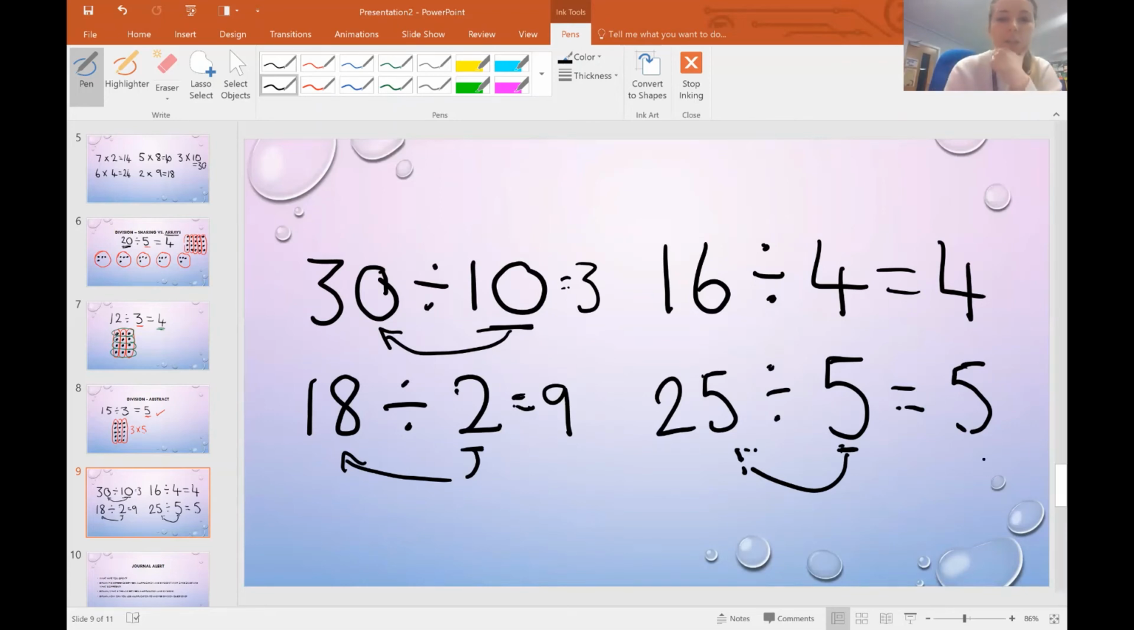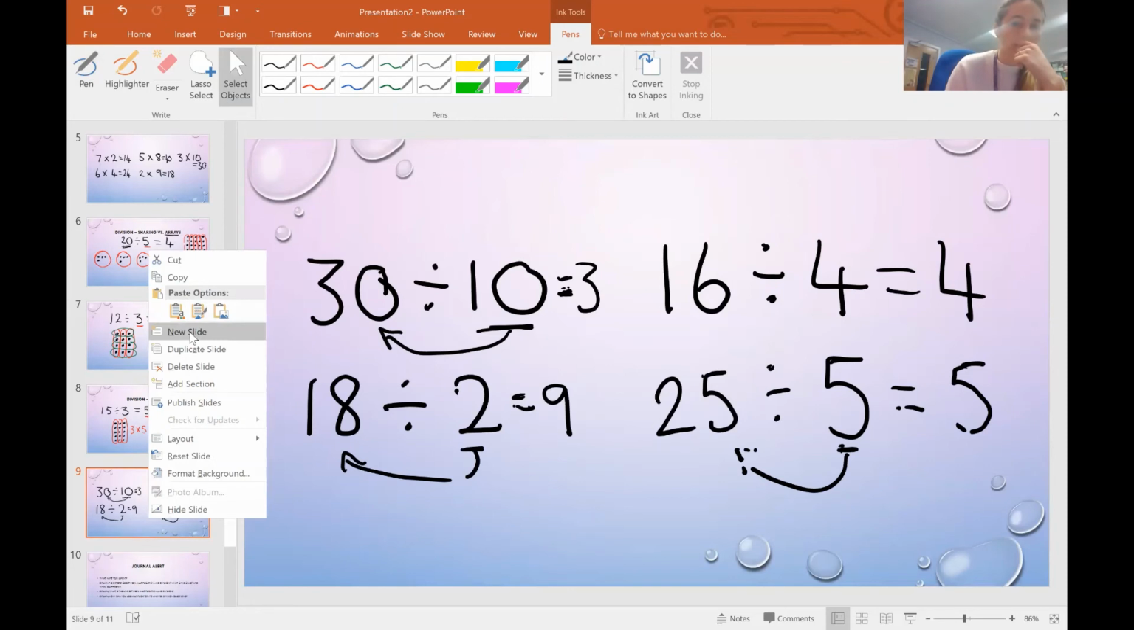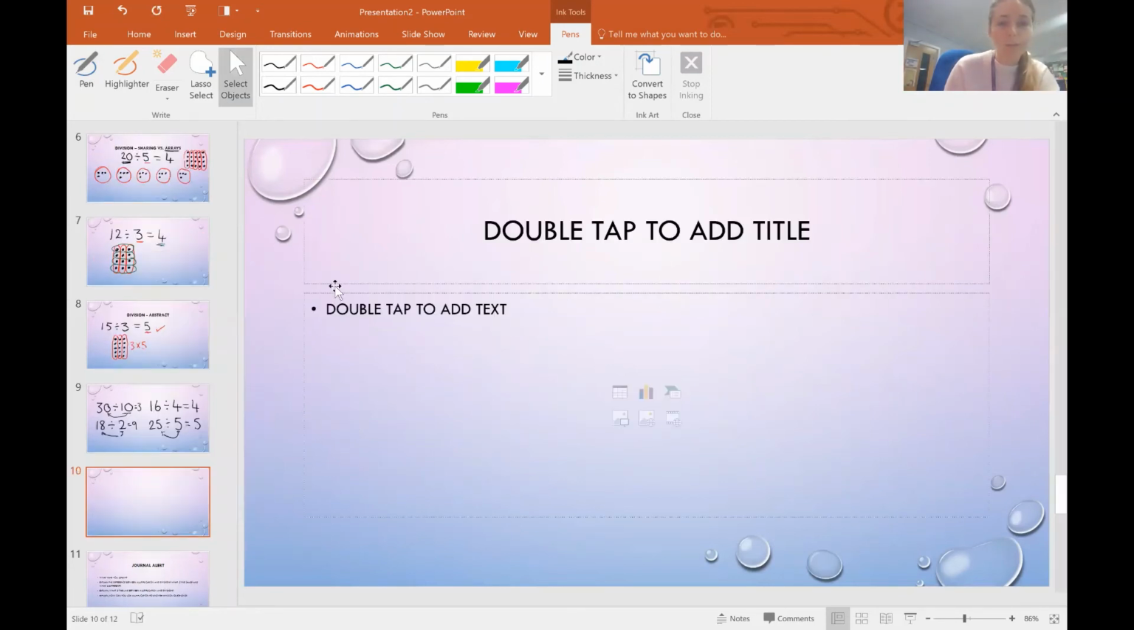Okay, now let's have a look at how we have used multiplication to work out our division and why that works. Okay, let's take a look at 30 divided by 10.